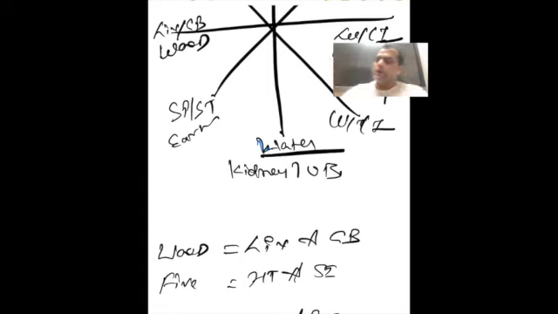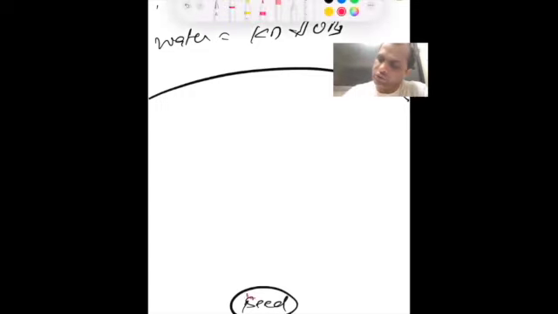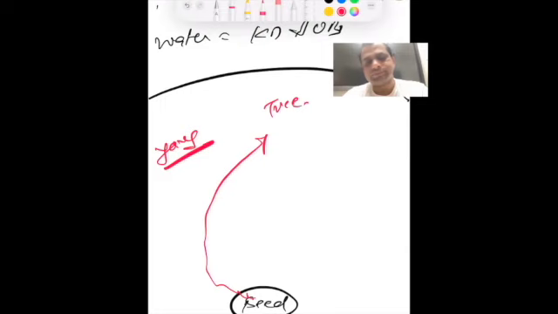Okay, let's try to understand the same concept in a different way. Suppose this is the seed, and the seed is growing and becoming a full tree. This is called yang or hetero.